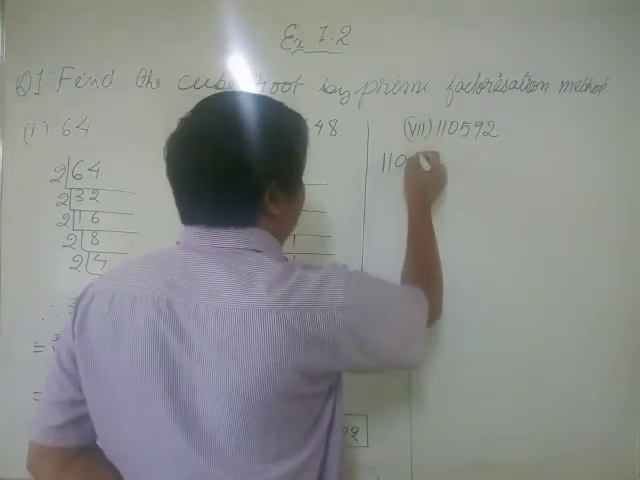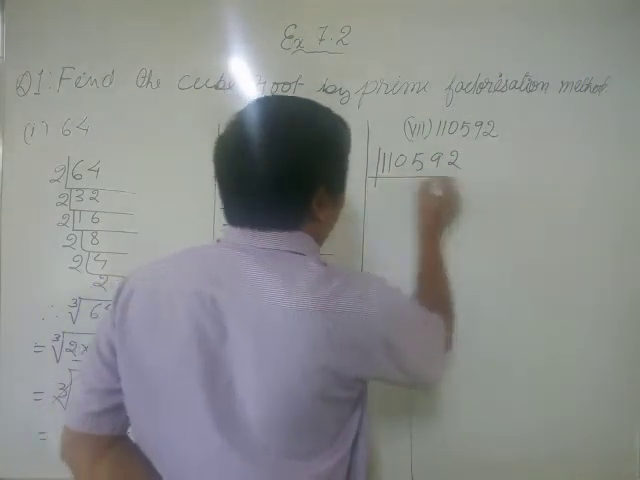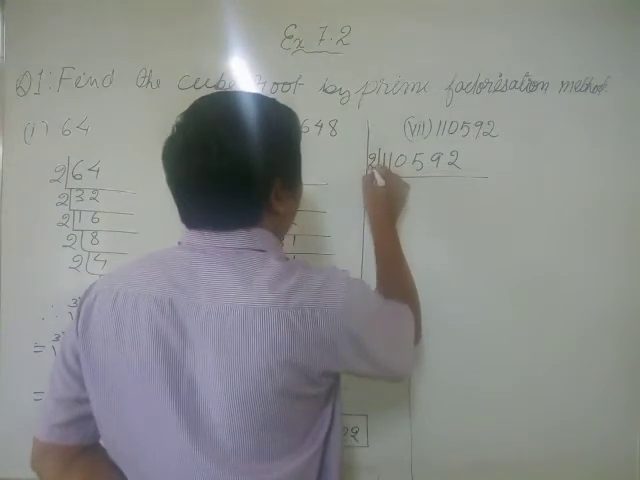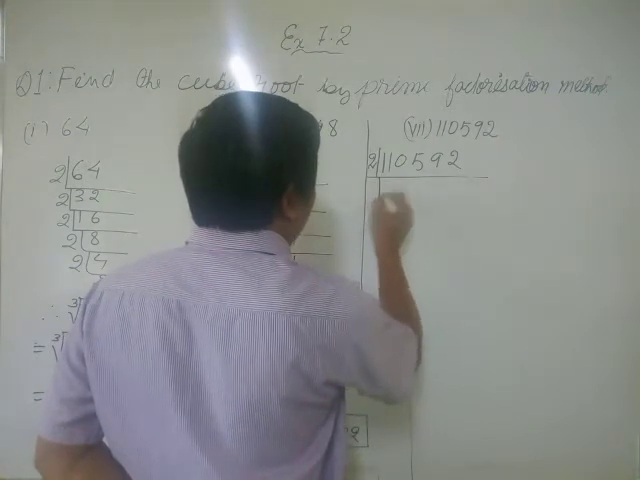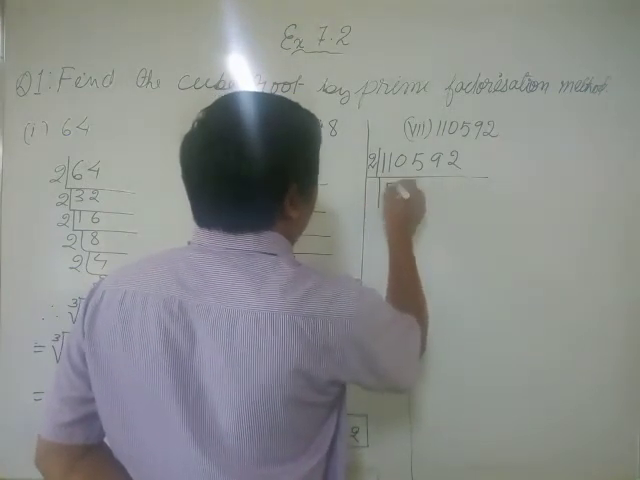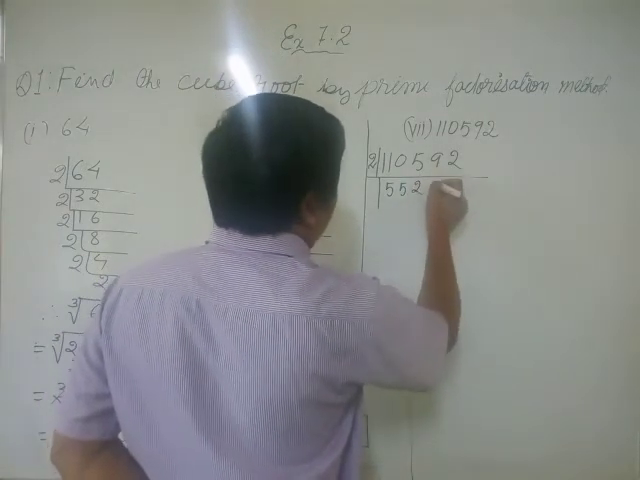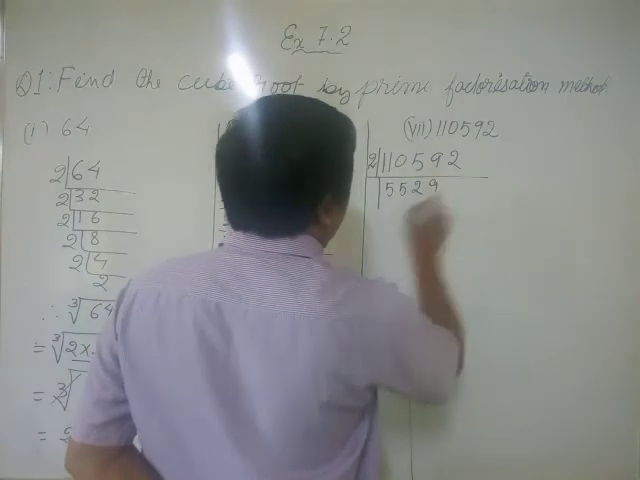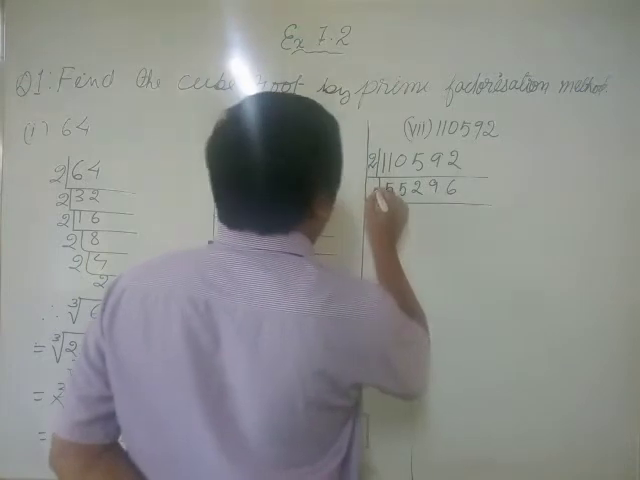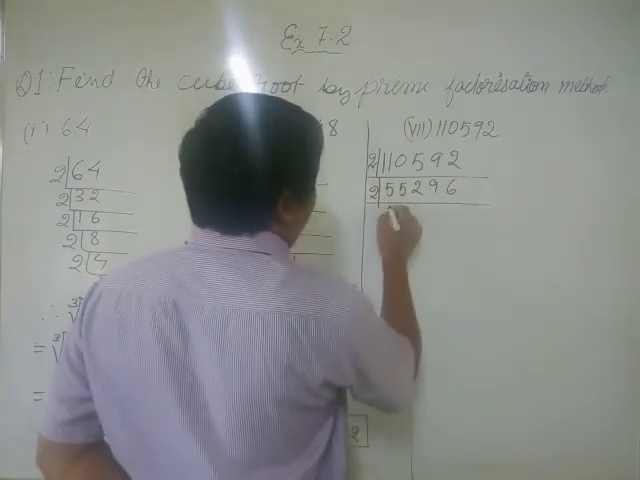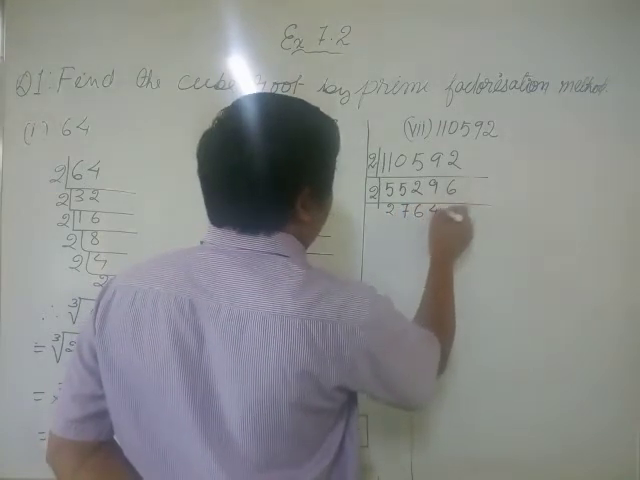1, 1, 5, 9, 2. So here we start with 2. 2 5s are 10, unit place. 2 2s are 4, 2 9s are 18, and 2 6s are 12. Then here again, we can still continue with 2. 2 2s are 4, 2 7s are 14, 2 6s are 12, 2 4s are 8, 2 8s are 16.